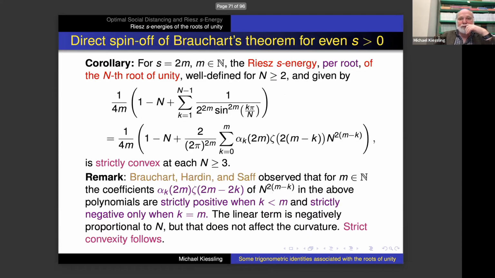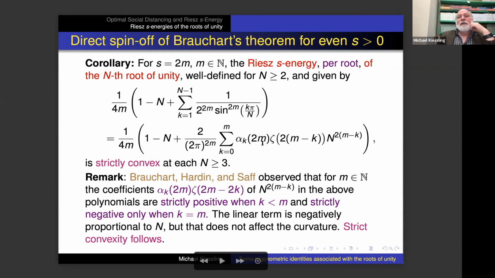In any case, here's the corollary that follows, and that is not about the average Riesz pair energies, but it is the Riesz s-energy of an n-point configuration, that means the nth roots of unity, divided by the number of roots, not by the number of pairs. That function is given by this expression by definition, and this is what it comes out to be with Johann's formula. And that thing is strictly convex for each n bigger or equal than 3.